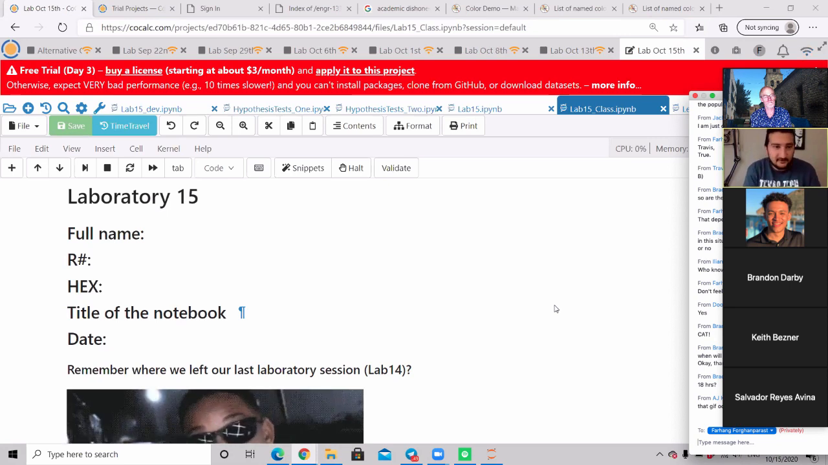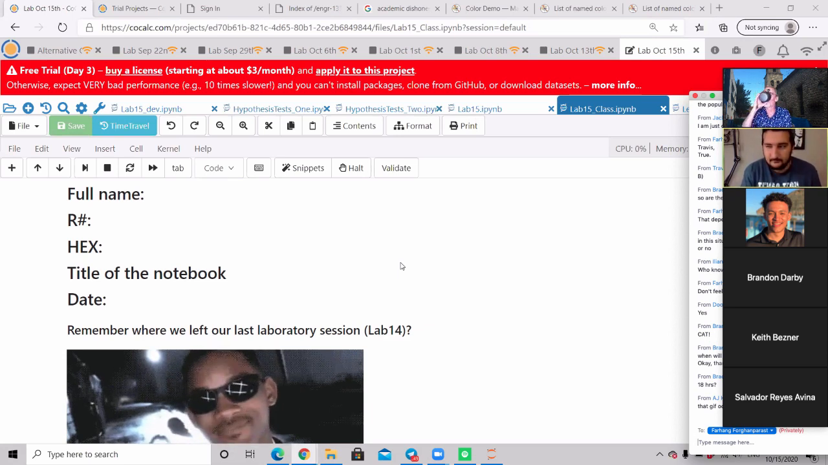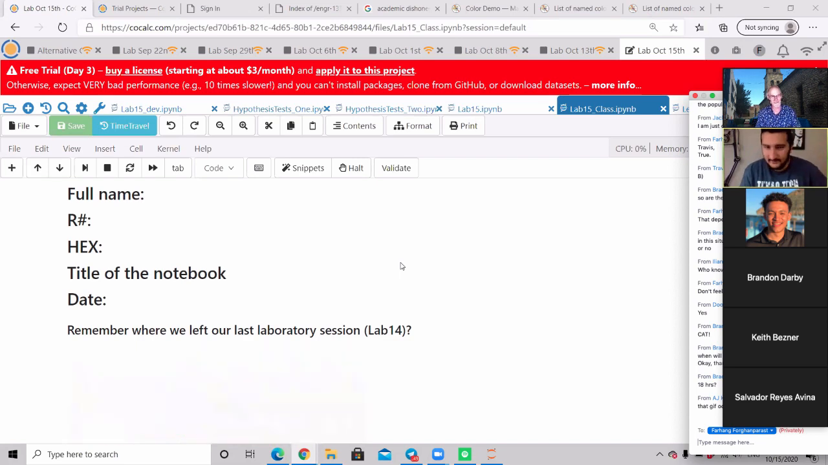On top of the notebook, you have your old familiar information cell that you're going to fill in with your information. We actually ended our last lab on a very important note. Do you remember where we stopped on Tuesday on Lab 14?